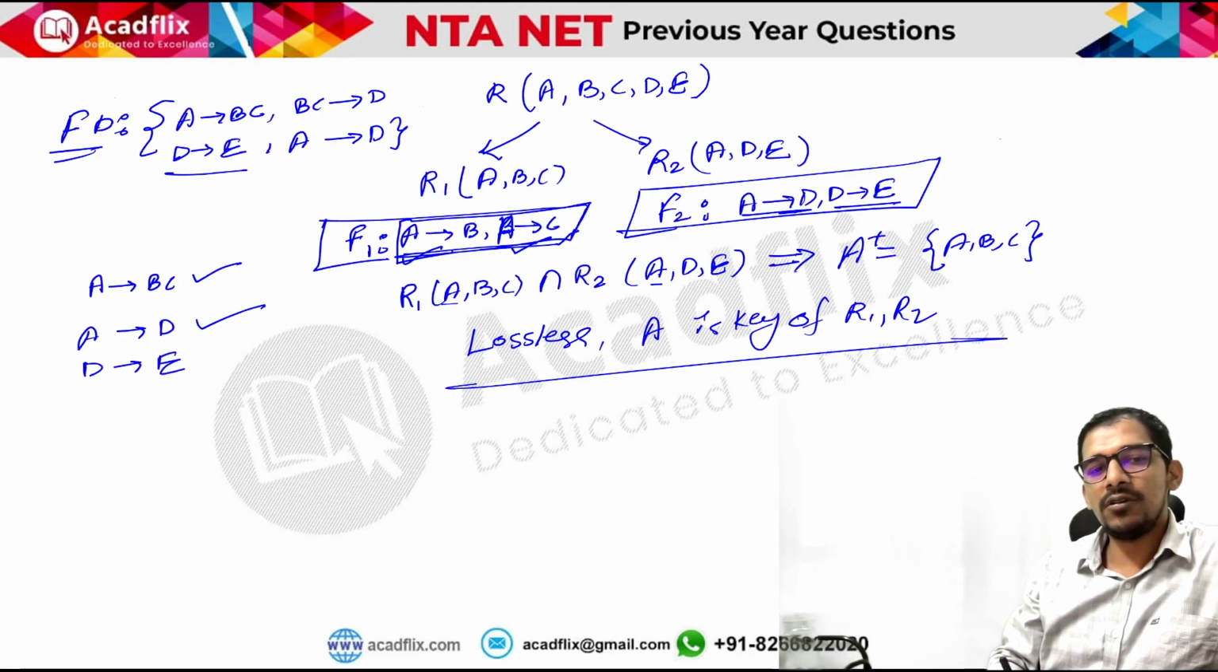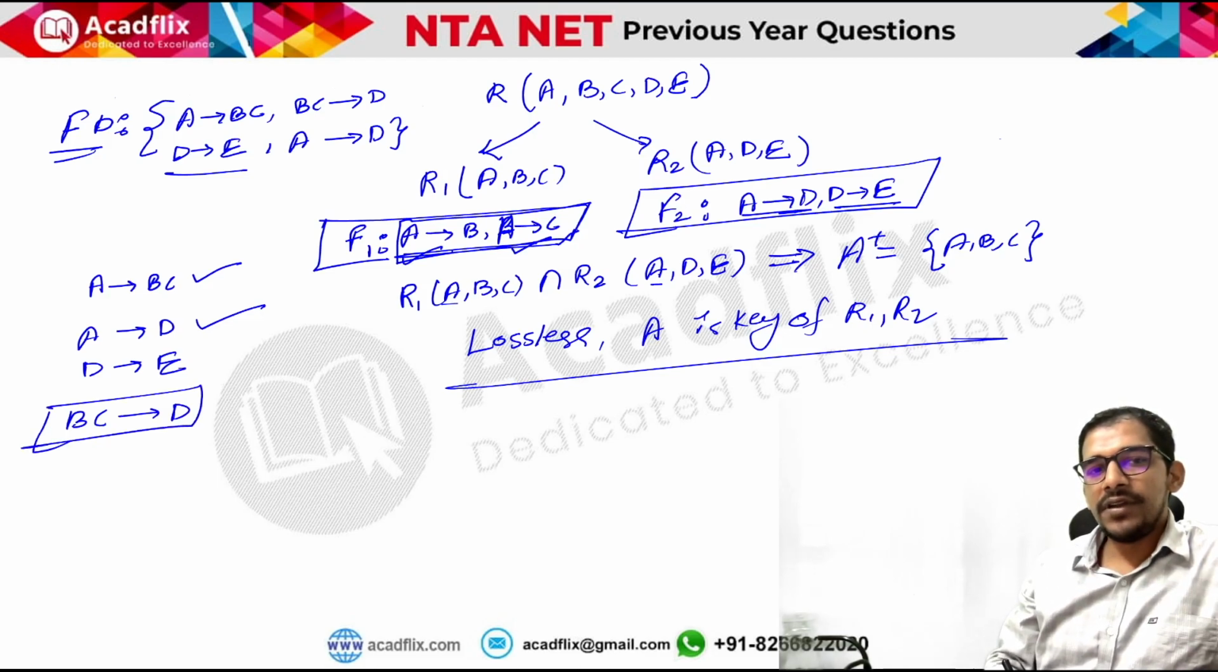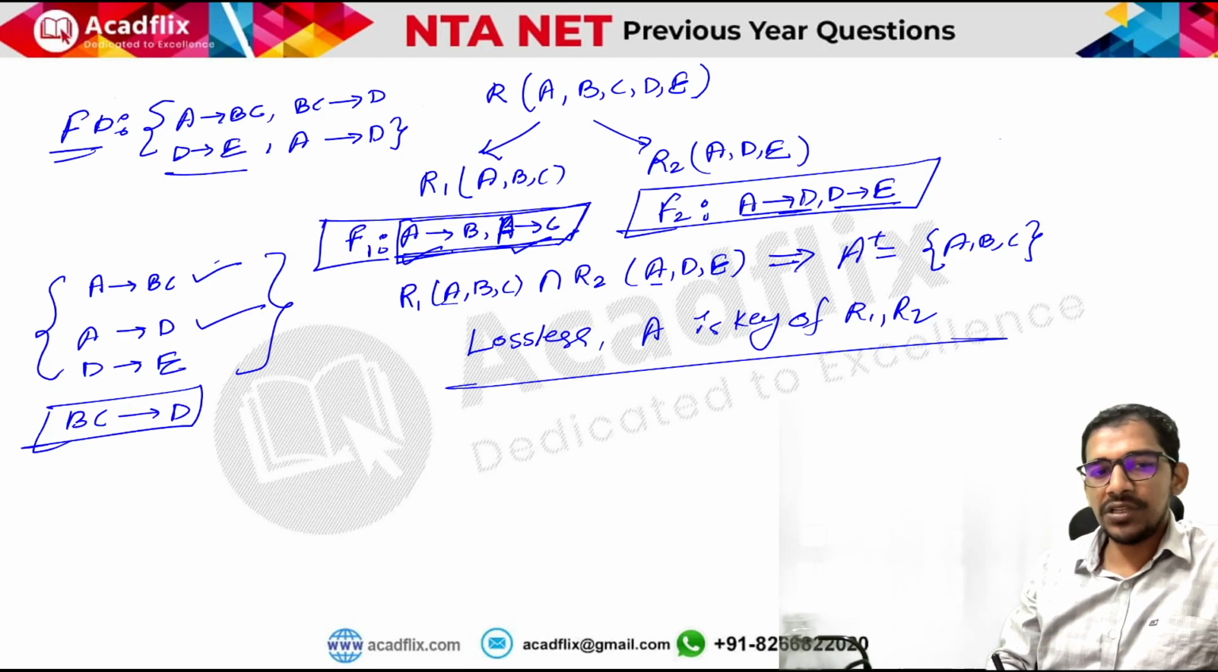Now the question is about BC tends to D. How can we check whether this functional dependency is preserved or not? What we need to do is check if BC tends to D belongs to this particular set or not. For that we will use the membership algorithm. We need to check whether BC tends to D is preserved or not. How will we check that?